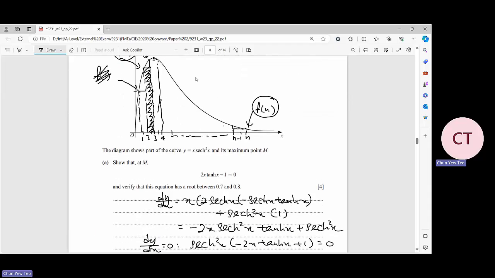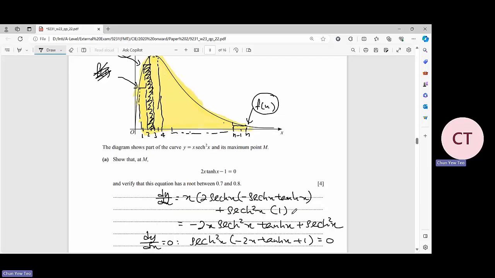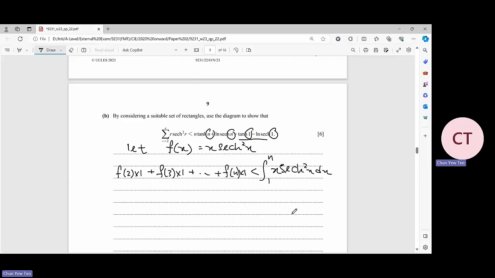Okay, so we are actually looking for the area here. The area that we're looking for is from 1 until n. So we're looking for this whole area from 1 until n. But when we talk about the area of rectangles, we only consider the heights that start from 2. If you consider the integration, we will consider it from 1 until n. Okay, so this is based on the information given. This is what we can decide. So we are doing it from here.